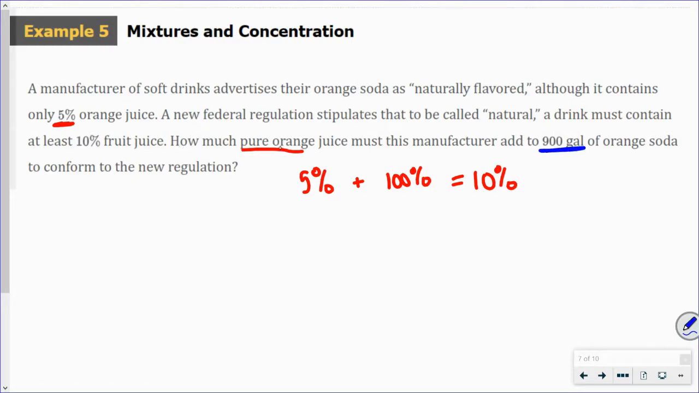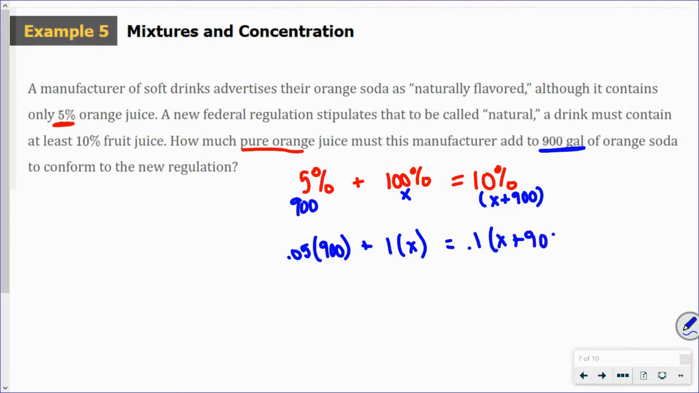So it's asking me how much pure orange juice. That means this is going to be my X amount. Okay, 900 gallons of orange soda. That was the 5%. And in the end, I just add those two things together, so this will be X plus 900. So I need to combine these two things. So we have 0.05 times 900 plus 1 times X. 100% is 1. Equals 0.1 times X plus 900.